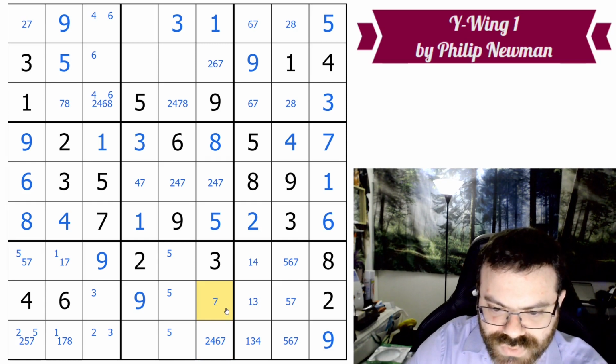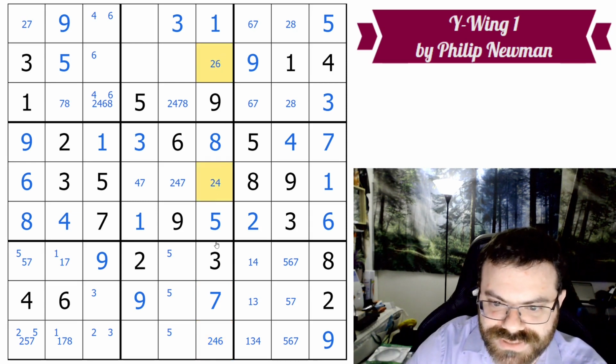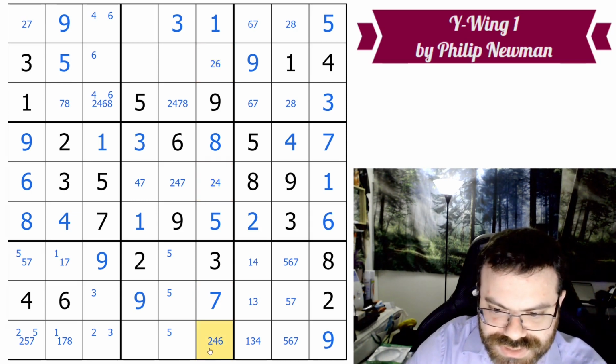This can't be 4 or 6 or 2, so we actually found a naked single. So this is 7. So none of these can be 7. We now have a few more bi-value cells, which is nice. This can be 2, 4, or 6, though.